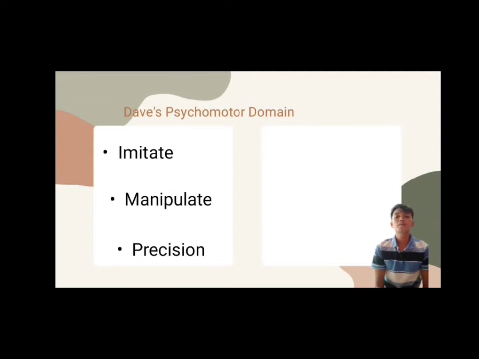So the second level is manipulate. Manipulate, the ability to perform certain action by memory or following instruction. So at this level, a student will learn or makabuhat siya sa usa ka activity by following instruction, whatever it is, verbal or written instruction.